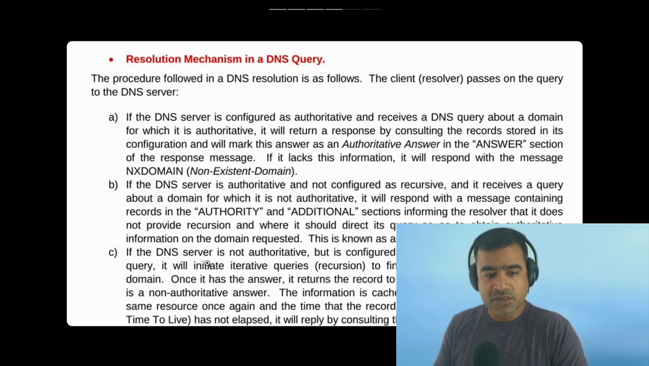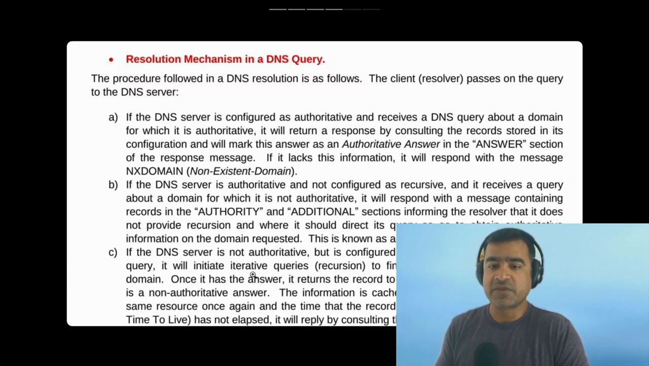Now, coming back to the third point, if the DNS server is not authoritative but is configured to be recursive, and this is the most common scenario. Most of our upstream DNS servers, say Google, Cloudflare, are where the query most of the time reaches. They are not authoritative for those domains, but they are configured to be recursive. And when one receives a query, it will initiate an iterative query, a recursion query, to find the authoritative server for that domain. So this recursive resolver is doing the heavy lifting here for us, right?